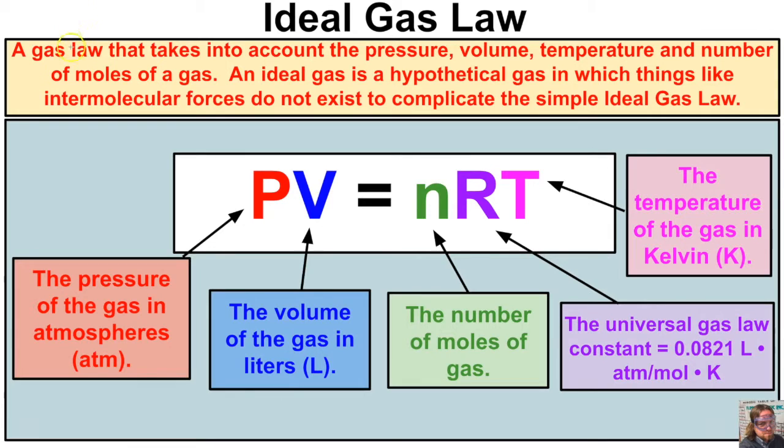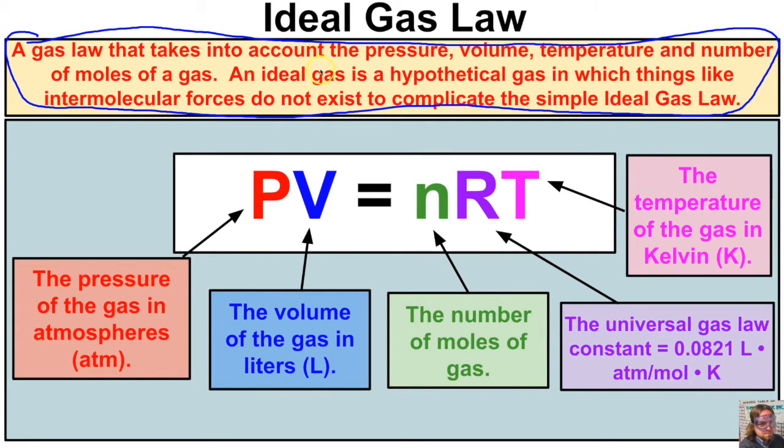Well, it says right here that the ideal gas law is a gas law that takes into account the pressure, volume, temperature, and number of moles of gas. Furthermore, an ideal gas is a hypothetical gas in which things like intermolecular forces do not exist to complicate the simple ideal gas law. So essentially, the ideal gas law is a gas law that we can apply to gases that behave, as we say, ideally. And an ideal gas is basically a gas in which the intermolecular forces aren't taken into consideration.